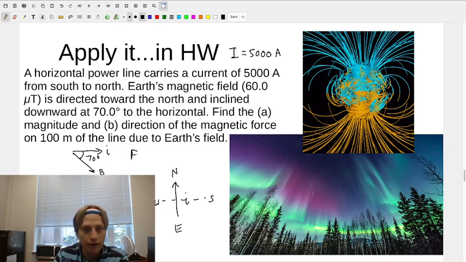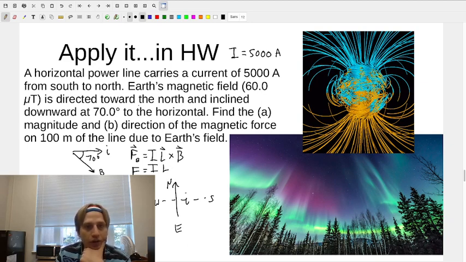So our force is going to be I L cross B. So if I want to go ahead and find the magnitude of that, I'm going to put in the magnitude of I. So that's going to be my 5,000 amps. My L, it gives me as 100 meters.